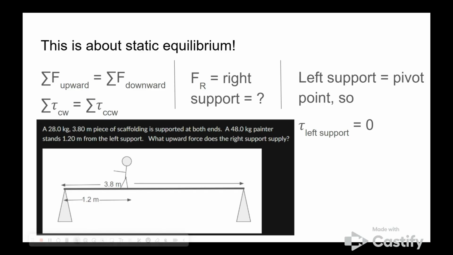So this is all about static equilibrium. We can make a few assumptions: that the counterclockwise and clockwise torques have to equal each other, and the sum of the forces both upward and downward also have to equal each other. We're looking for the right support, which we're notating as F of R, and we're saying that our left support is the pivot point, so the left support torque is 0.